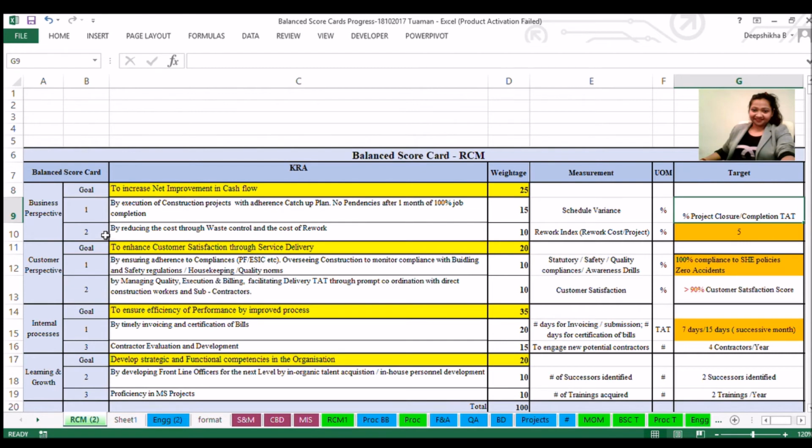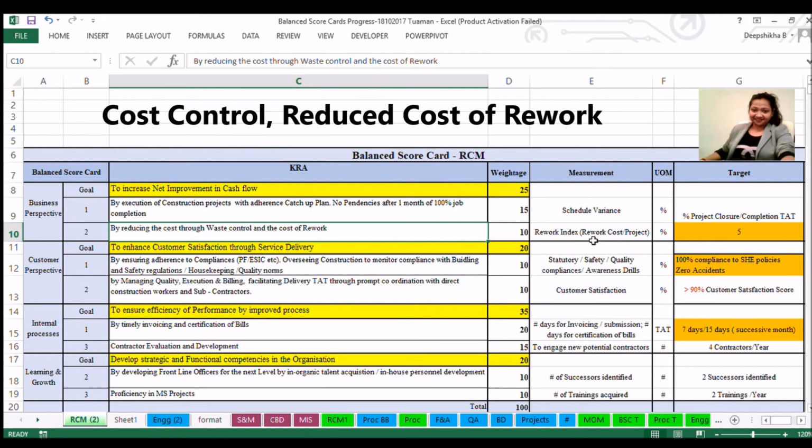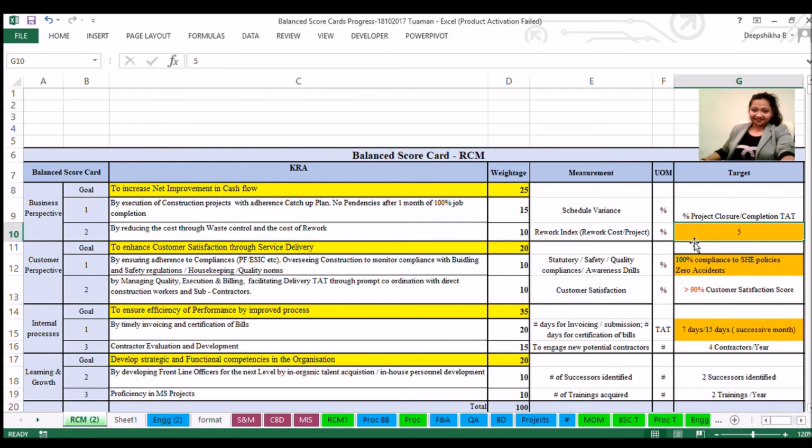So second initiative that I can take is by reducing the cost through waste control and cost of rework. So the measurement is rework index or project cost. Unit of measurement is percentage, and the target is 5%. So this line means that I have taken a target of reduction of rework by 5%. So previously, if my rework was rupees 100, now I will try to bring it down to 95. That is my 5% reduction.